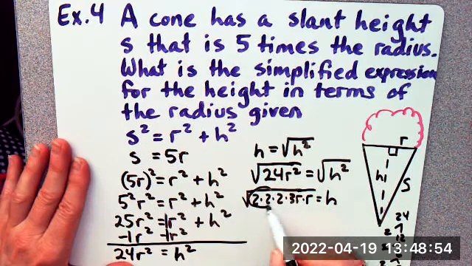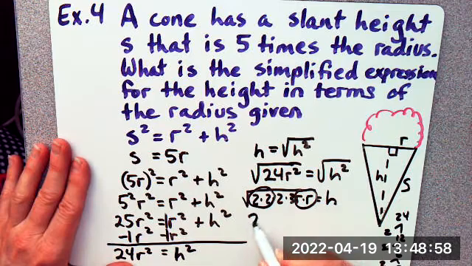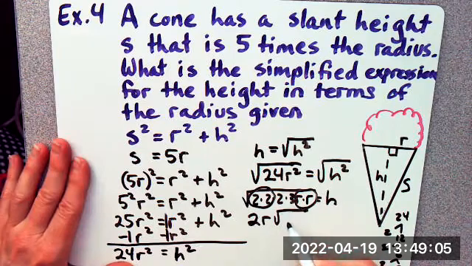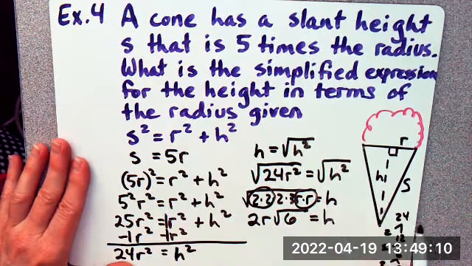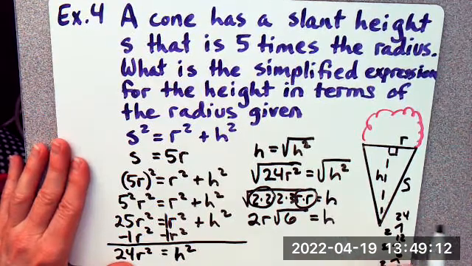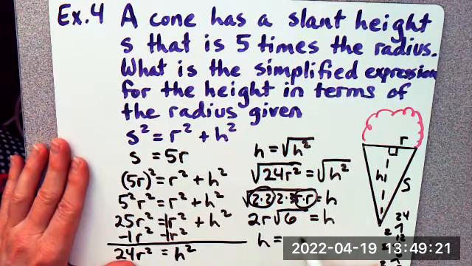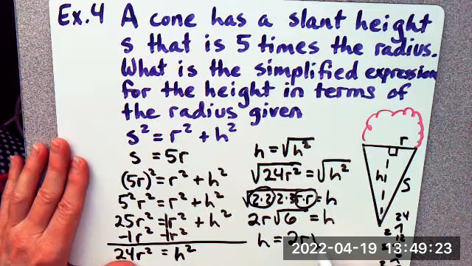So I have a pair of 2's I can take out and a pair of r's I can take out. So I get 2r, and then inside here, I have the square root of 2 times 3, which is 6, equals h. So in terms of r, h then equals 2r square root of 6.